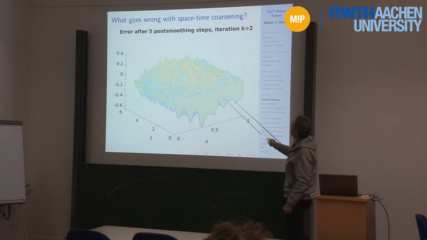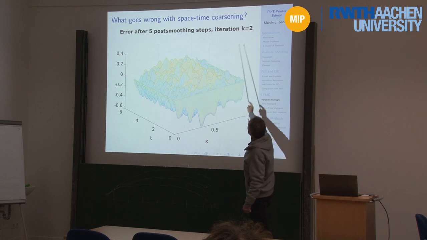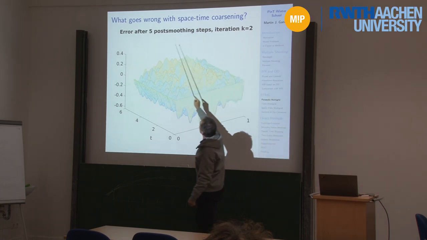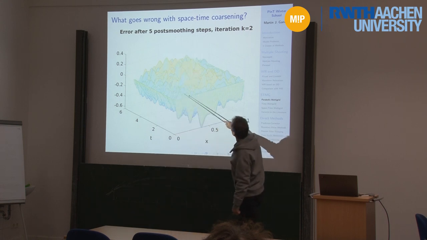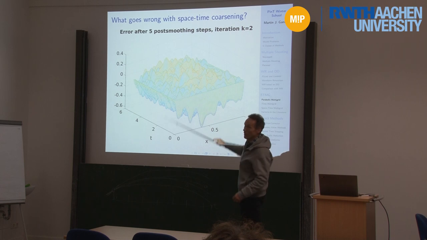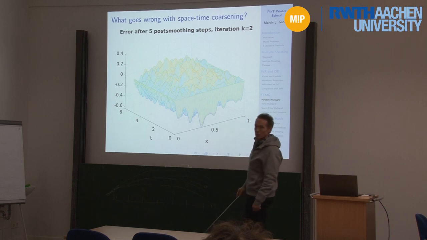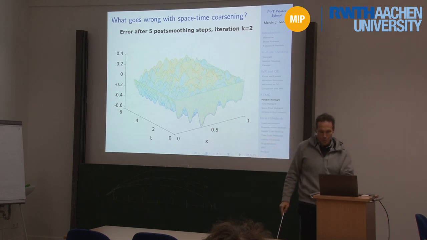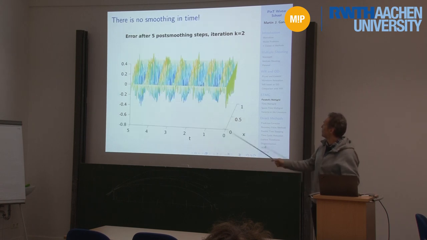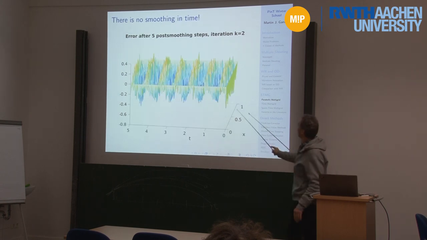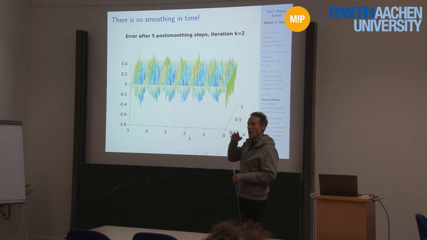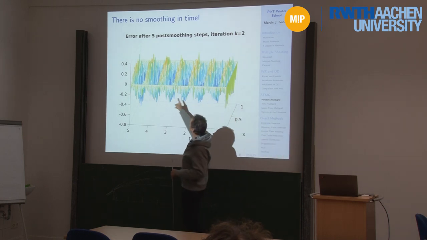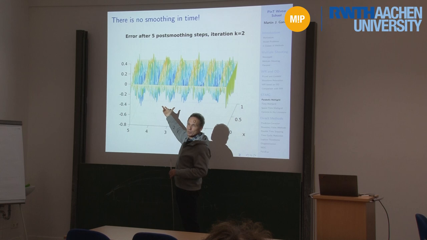If I look at this picture that we've seen before, at iteration 2, after five post-smoothing steps, it looks like the error is smooth. You see, it's not wiggling like a random function. But if I turn and look from the left, you see in time it did not do any smoothing. In time it's still highly oscillatory. That's why when you coarsen now in time, it cannot work. It did not smooth in time.